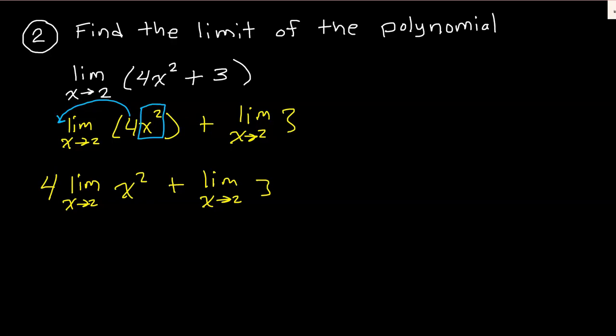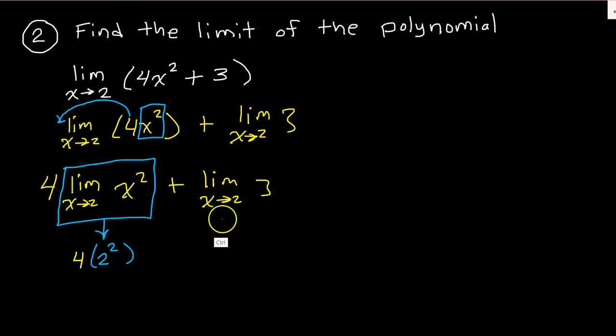So basically, this limit right here, I'm just going to substitute the 2 in for x. So this limit is going to be 2 squared. And I've still got the 4 out front. So I'm going to have 4 times 2 squared. And then, of course, the limit of this constant is just going to be the constant. So this limit right here is just going to be 3.